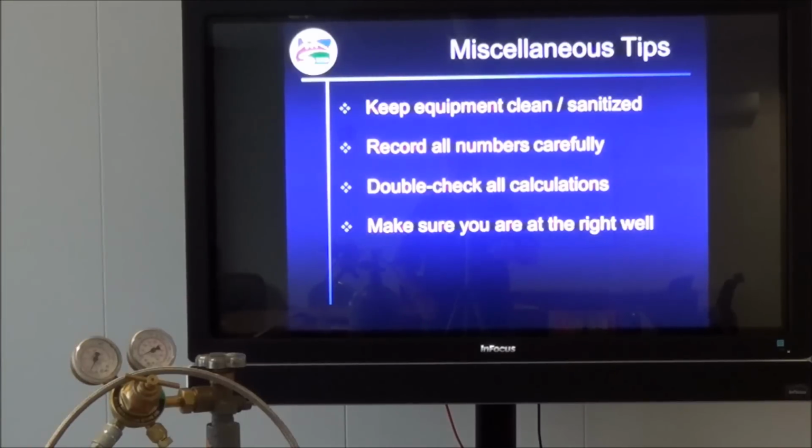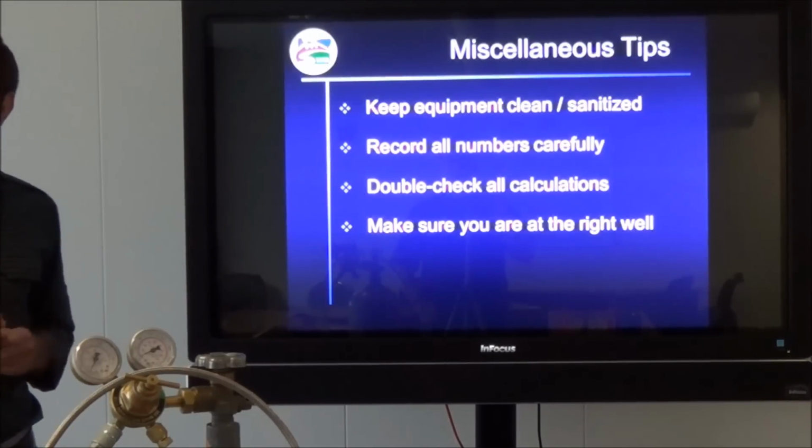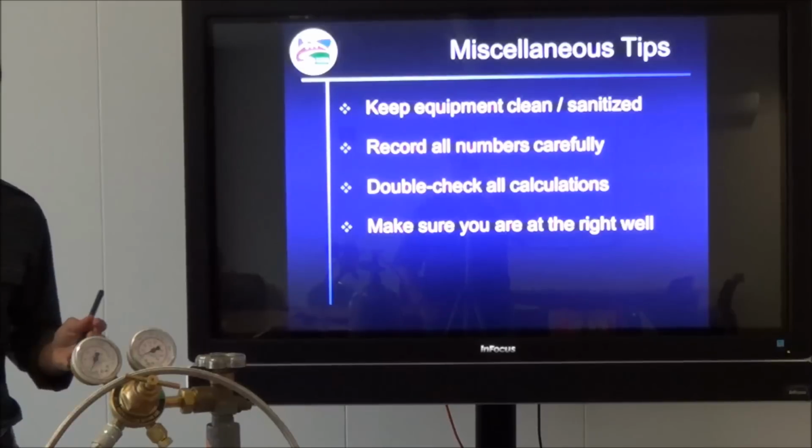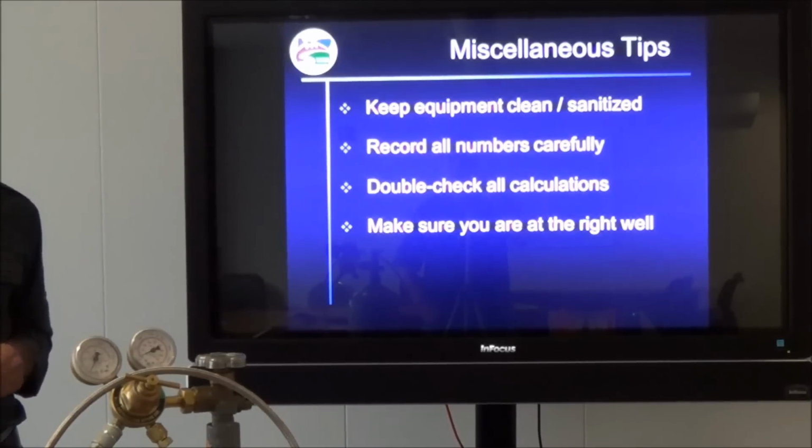A few tips here, just at the end. You want to keep your equipment clean, sanitize all the time, so you don't want to be going into multiple wells without cleaning your E-tape. So we have a dilute bleach solution that we spray after each well. We don't want to contaminate other wells, potentially iron bacteria or something like that you might run into out there.